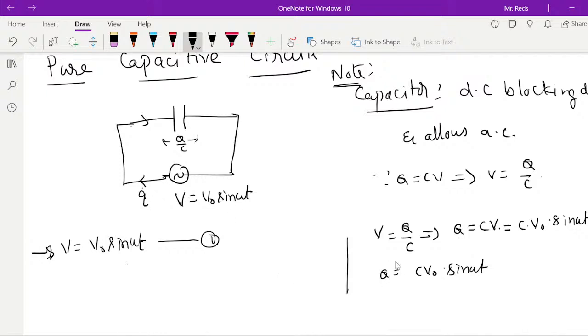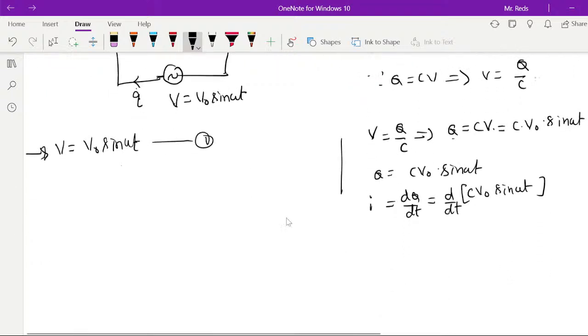We know already I is equal to dq by dt, where q is C V naught sine omega t. Substituting, I is d by dt of C V naught sine omega t. CV naught is a constant when differentiating with respect to time. The differentiation of sine is cos, and omega comes out, so we write omega C V naught cos omega t. This entire coefficient is the amplitude or maximum value of I, expressed as I naught. So I is equal to I naught cos omega t.